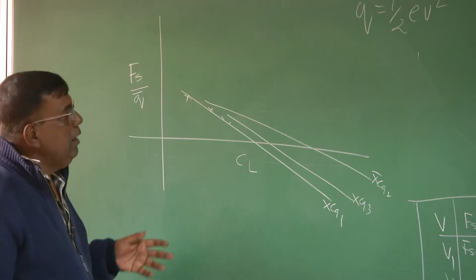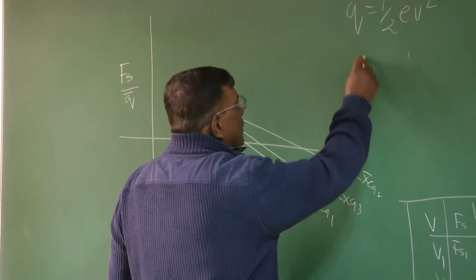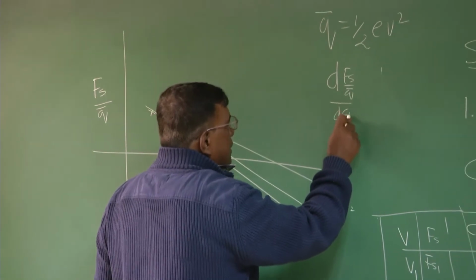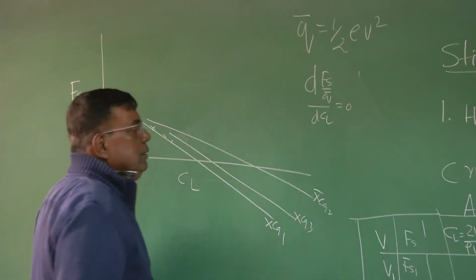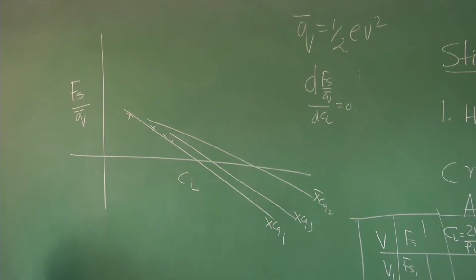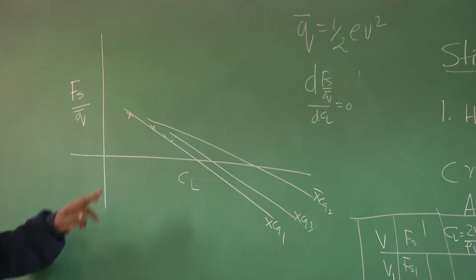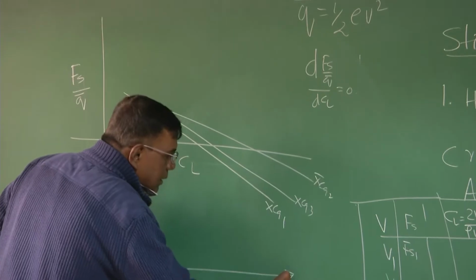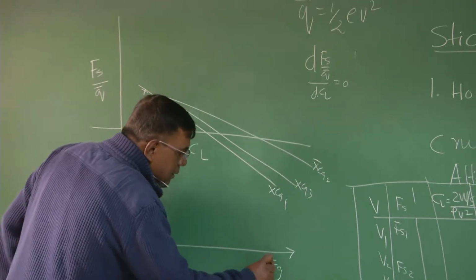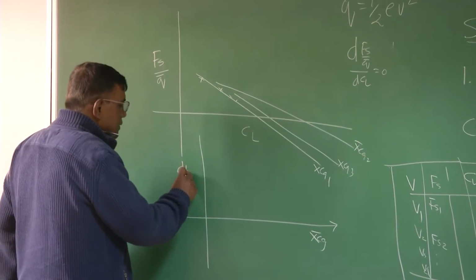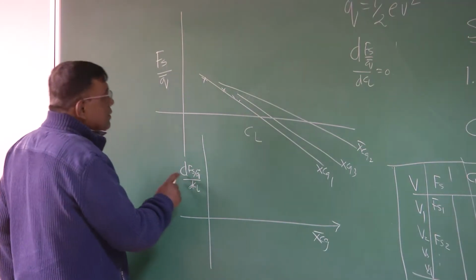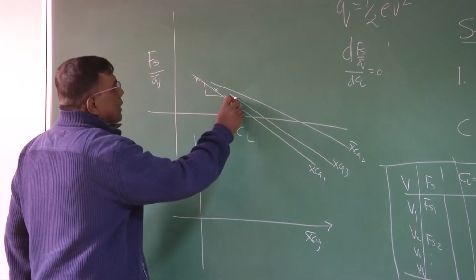Now, what is our aim? Our aim is to see what is that CG location for which dFs by Q bar by dCL equal to 0. That CG location at which dFs by Q by dCL is 0 is called the stick-free neutral point. Right? Now, what should I do? I should plot from this data. I put XCG bar here, and here I put dFs by Q bar by dCL, which essentially means the slope of this line, isn't it?